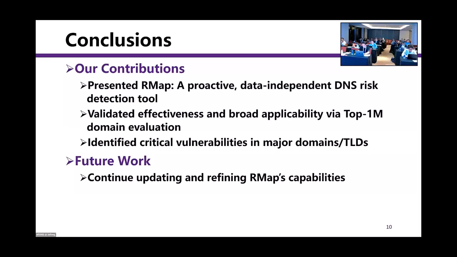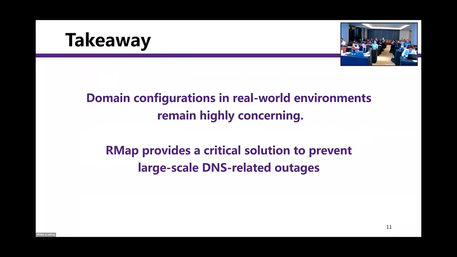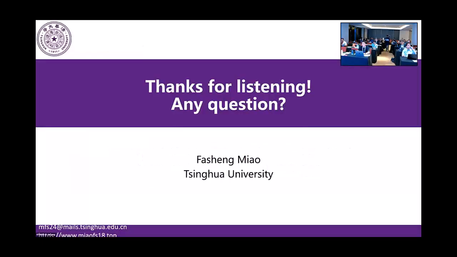For future work, we will continue to update and refine our RMAP capability, and we will improve the DNS [security] of the society of DNS security. The final takeaway: domain name configuration in real-world environments remains highly concerning, and we propose RMAP, which can provide a critical solution to prevent large-scale DNS-related outages. That's my presentation. Thank you.